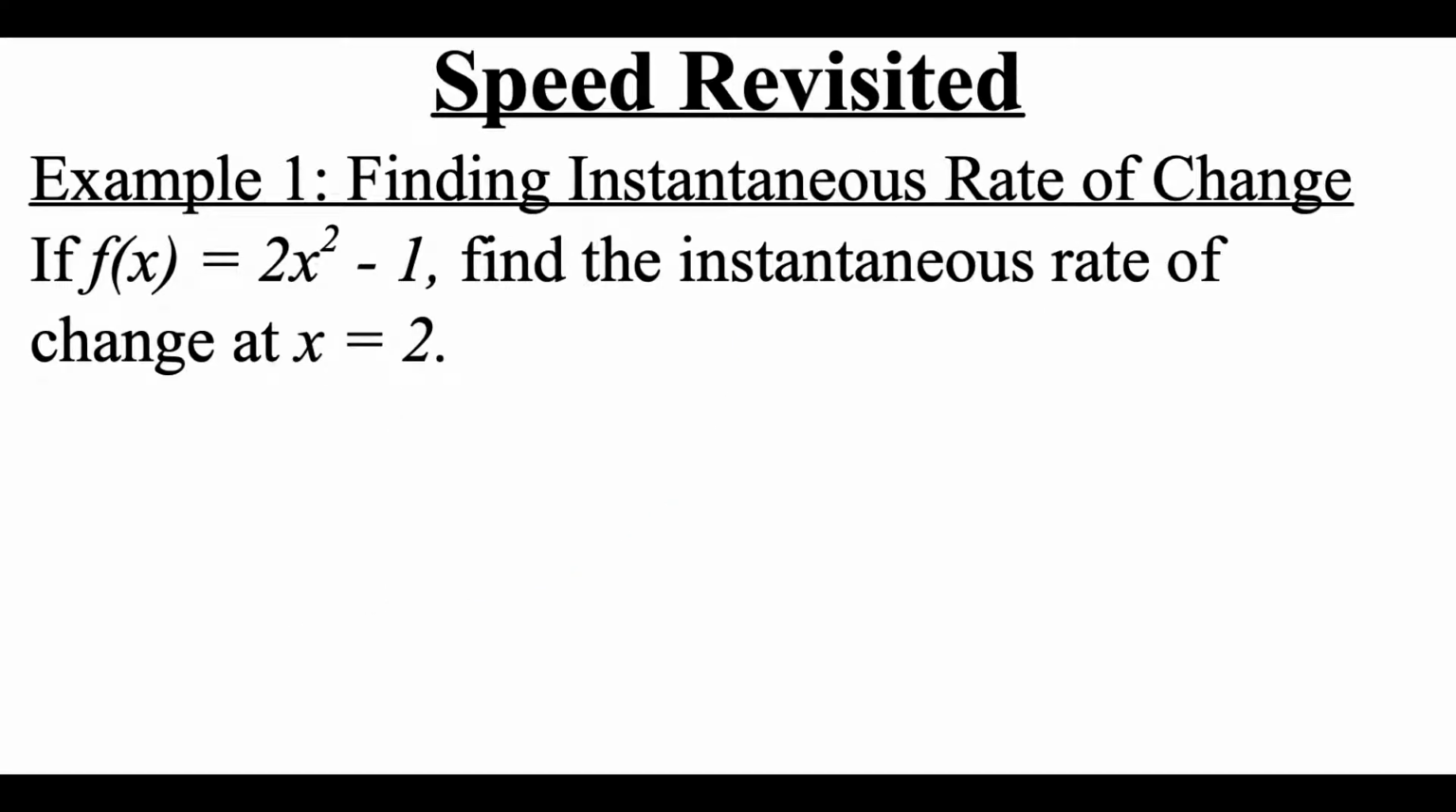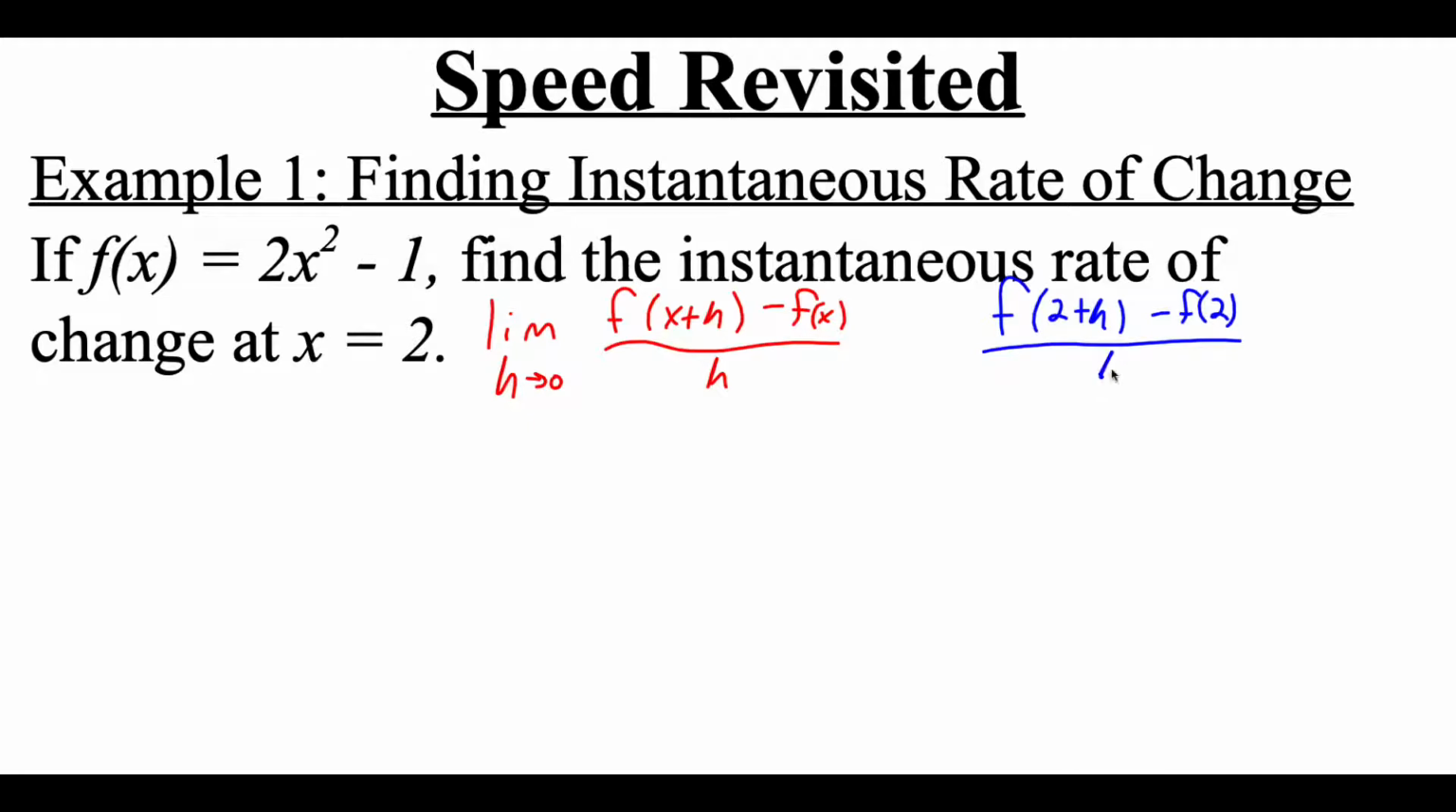So in this example, we're going to find the instantaneous rate of speed for the function f of x equals 2x squared minus 1, and we're going to find that at an x value of 2. So to find the slope of this tangent line, we're going to do the limit as h approaches 0 of f of x plus h minus f of x all over h. So if we're looking specifically at an x value of 2, then really what we're going to be looking at is f of 2 plus h minus f of 2 all over h.